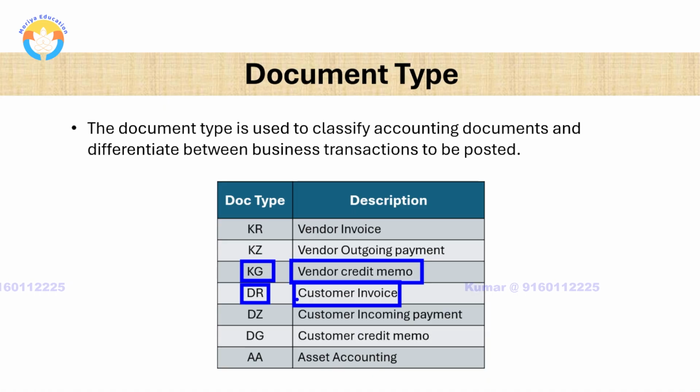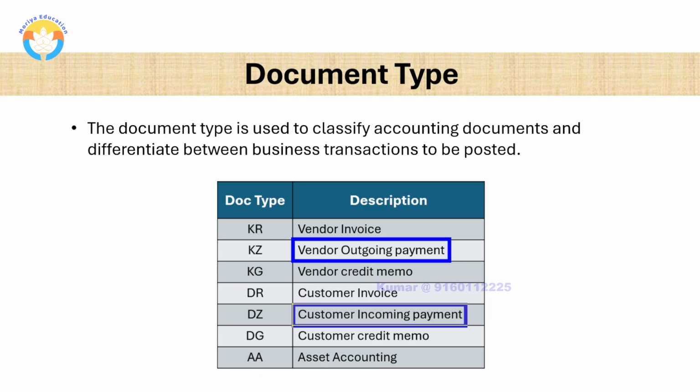Customer incoming payment. What is customer incoming? This you see, vendor outgoing payment is there. Outgoing means we are giving the money. Here it is incoming. When customer is giving us the money, it is incoming. So customer is paying us. That is customer incoming payment. Document type DZ. And customer credit memo is there. That is denoted with DG. Customer credit memo means sales returns.